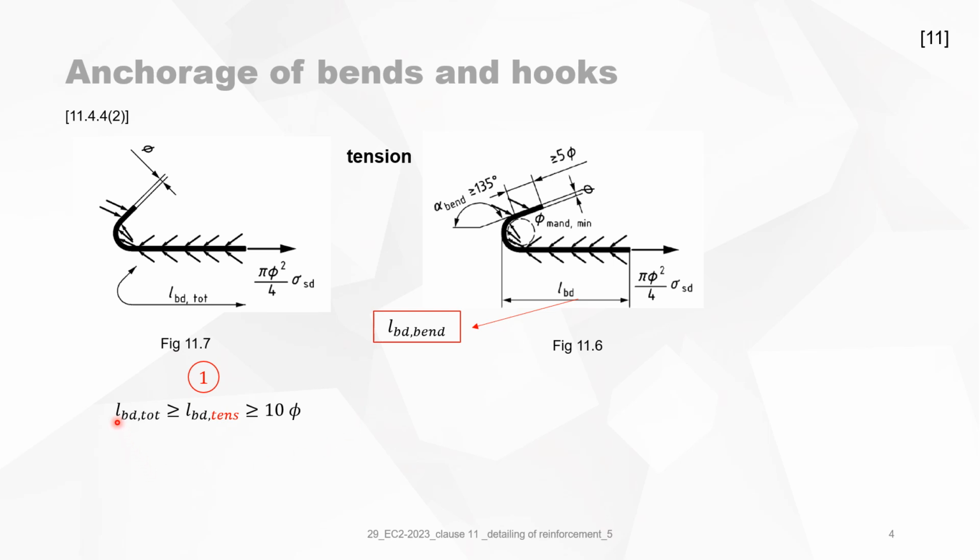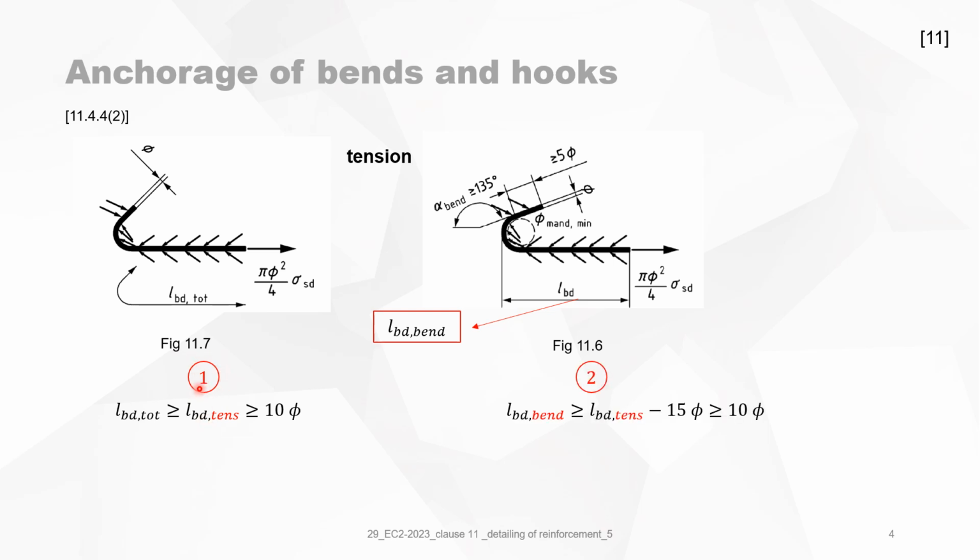Then the code says that LBD total, this one, must be bigger than LBD. I've added the word tension because I want to make sure that LBD is the length calculated according to formula 11.3. That's why I call it LBD tension. This is logical, and the total developed length should be bigger than the length LBD tension, and must be bigger than 10 phi. Okay, so that's no problem.